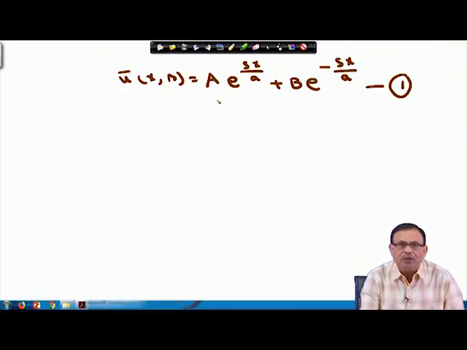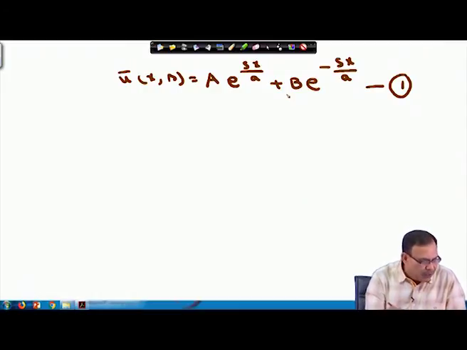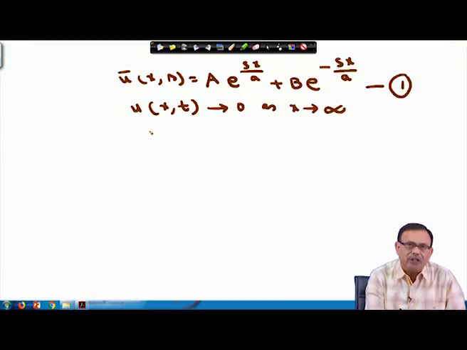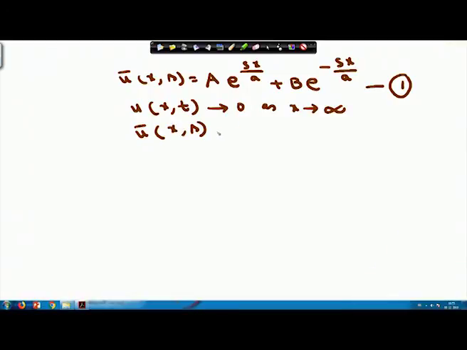Your next job is to find out the values of these coefficients, that is a and b. To find out the values of these coefficients, you have to use the conditions supplied. One condition has been given as u x t approaches 0 as x approaches infinity. So, if I take the Laplace transform on both sides of this, then I can tell that u bar x s, of course Laplace transform with respect to t, approaches 0 as x approaches infinity.